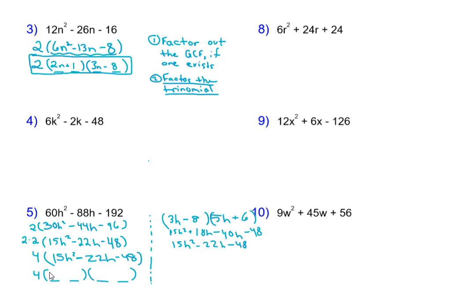So over here, I need to write 3h minus 8 and 5h plus 6. And there we go. So none of these have any greatest common factors in them. So I know that I factored this correctly. This is my answer.